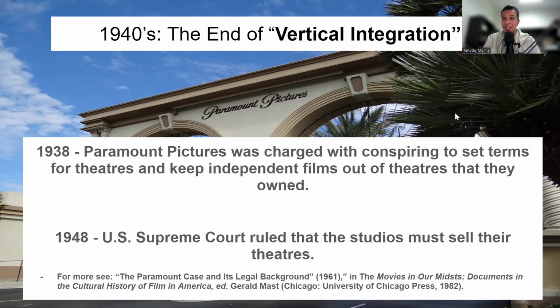So in 1948, the U.S. Supreme Court ruled that the studios themselves, including Paramount, had to sell their movie theaters. And that's what made the theater companies separate from the film studios. And that's still the model today. However, the end of vertical integration is not over.